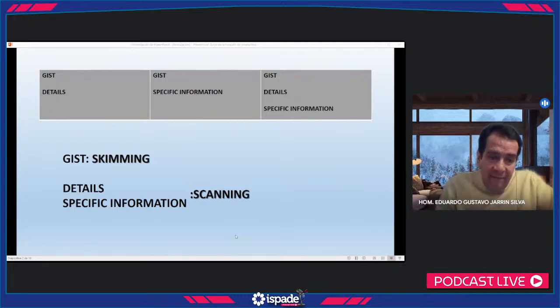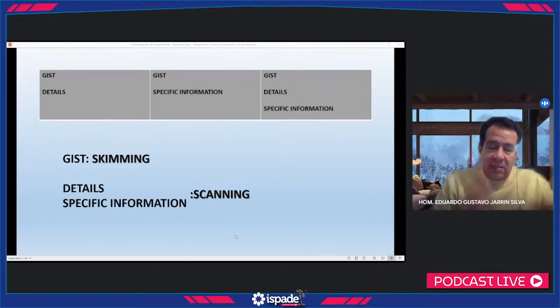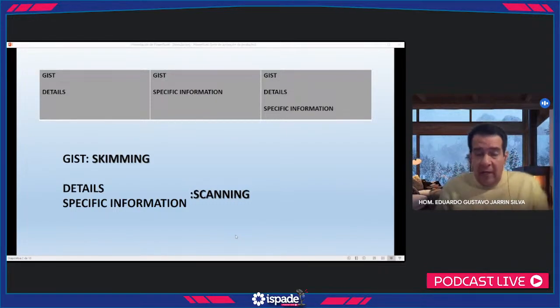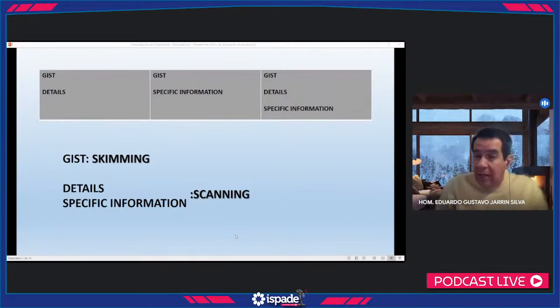So having clarified this, let's go into a little exercise, or let's concentrate on what skimming is. For gist, there are different ways. As I said before, one is to read the first and read the last. Another very good option for skimming is to look at the pictures and look at the titles if we have a title. If we don't have a title, because sometimes that is what the exercise involves, we look at the pictures and read the first and the last. Let me show you an example.